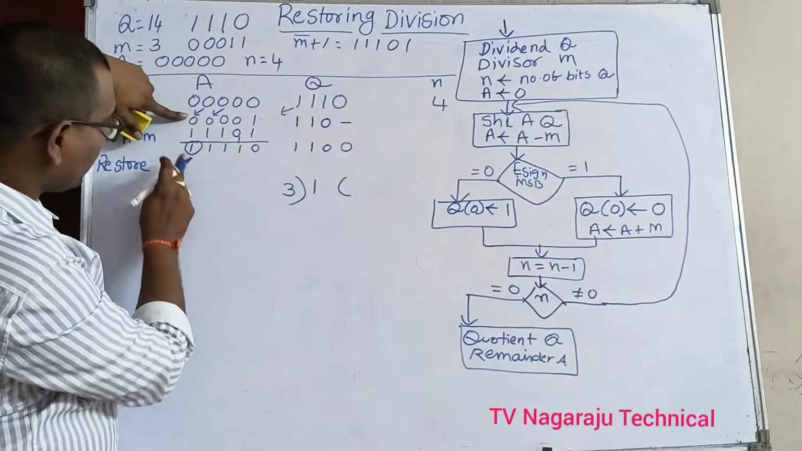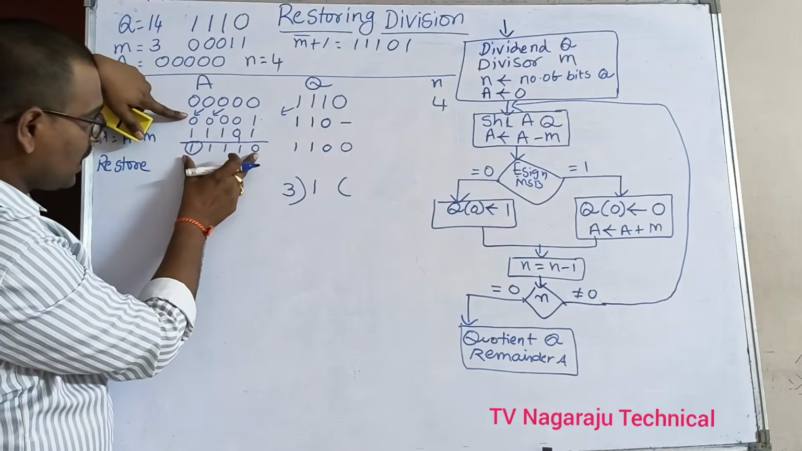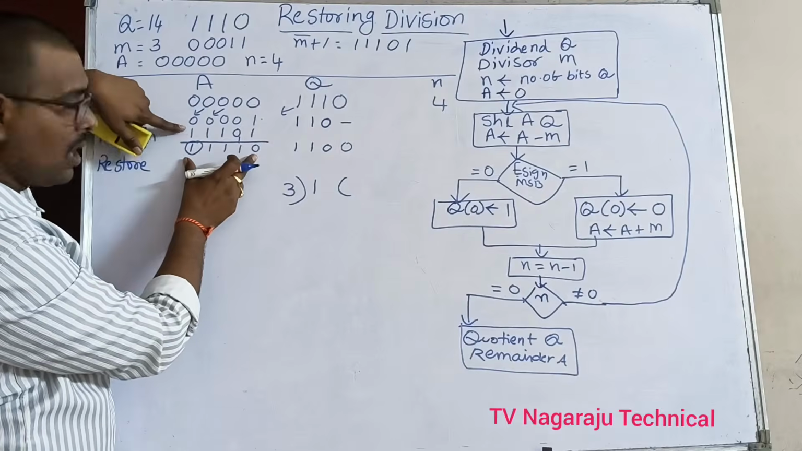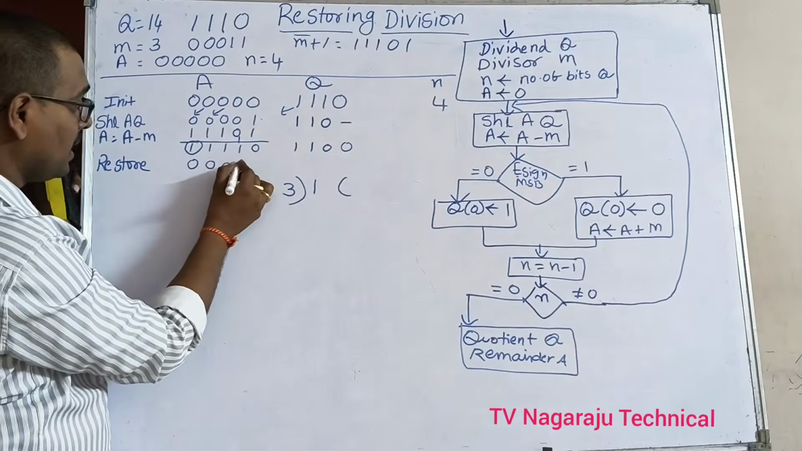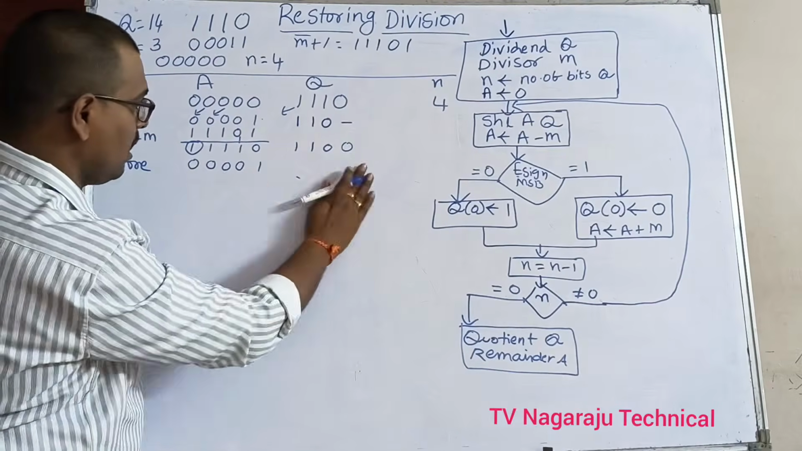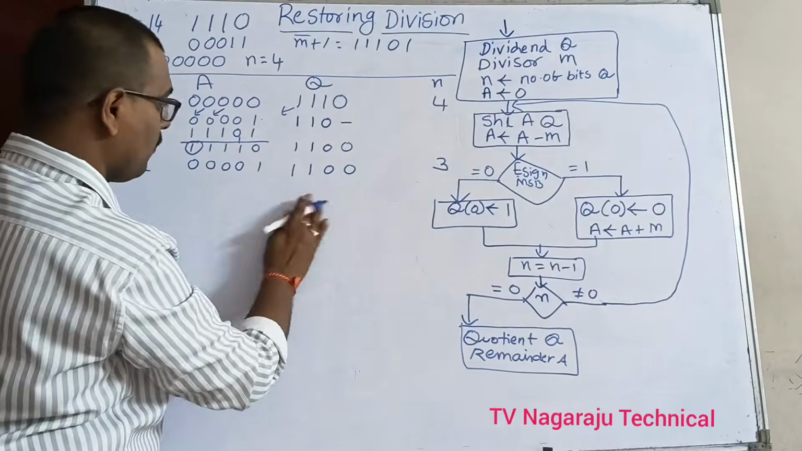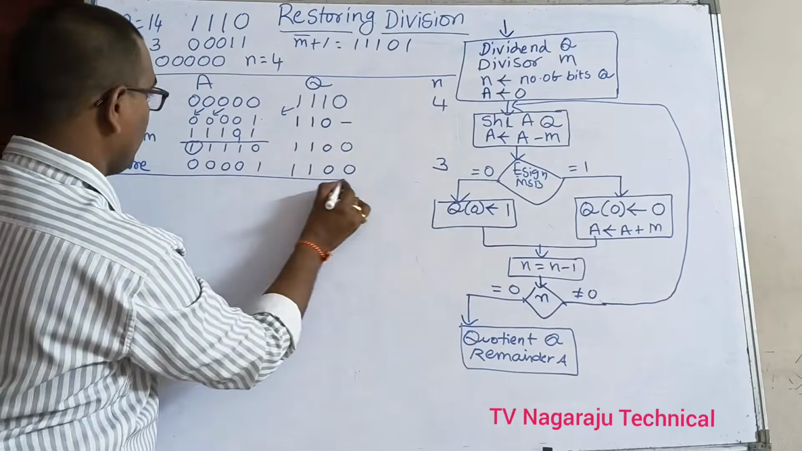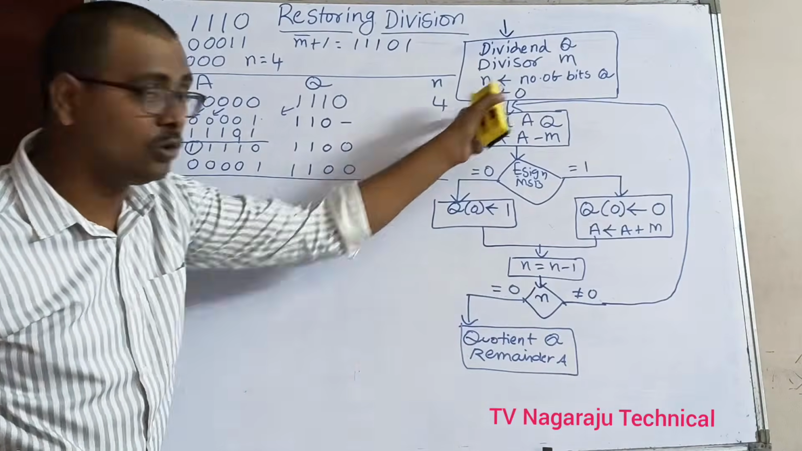Restore means for the A we are subtracting M. This is the result. For the result we are adding this M. Obviously we are getting this value. So restore the divisor. Restore A back to its original value 1100 and the number of iterations is reduced by 1. Now N value is equal to 3. It is not equal to 0.